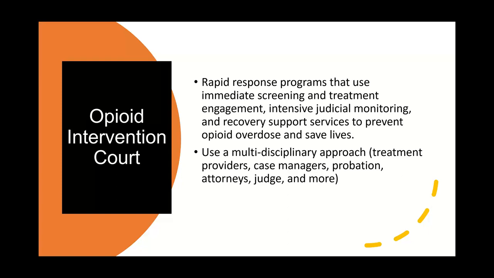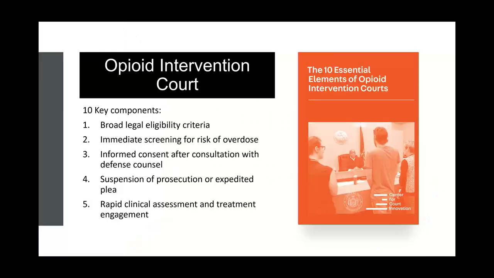to prevent overdose. So the 10 essential elements, I am going to go through each one of these because they are considerably different. First, broad legal eligibility criteria. When we're talking about adult drug treatment courts, veterans treatment courts, mental health courts, you want high risk, high need. And you are usually really restricted by who the prosecutor's office has been willing to say can have a deferred sentence or a reduced sentence or even diversion, et cetera.